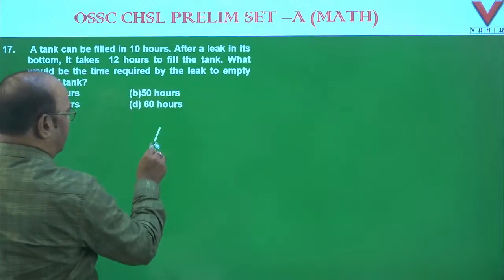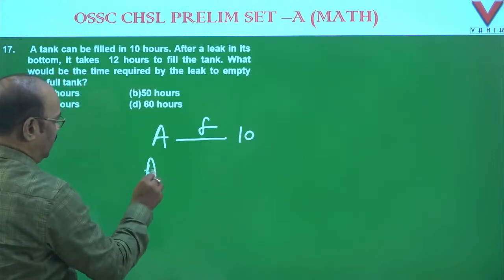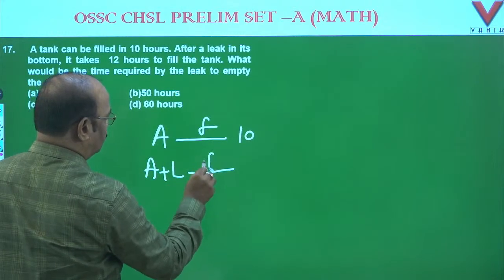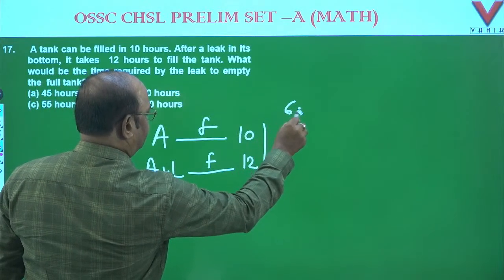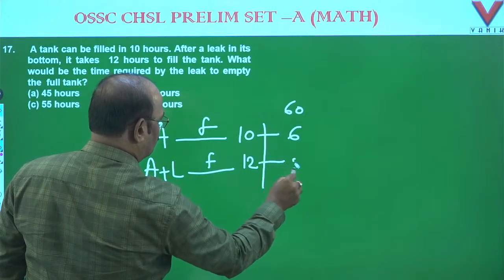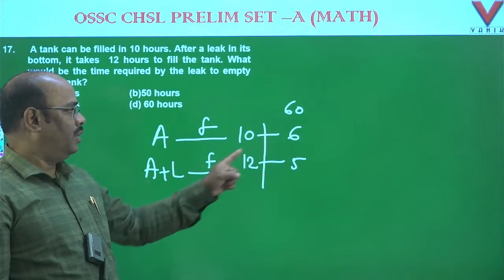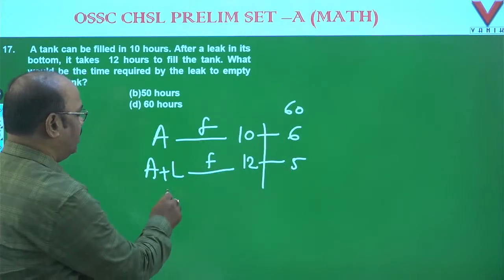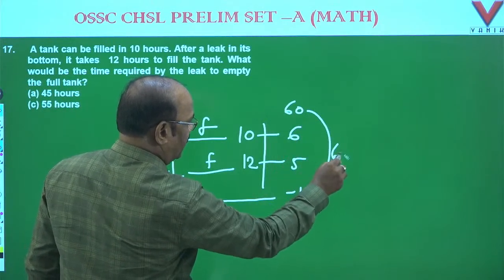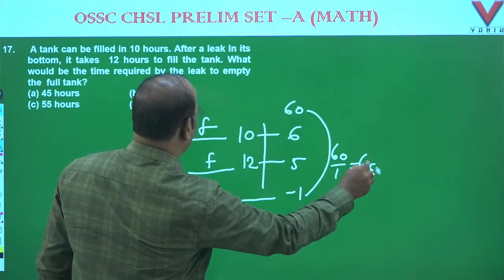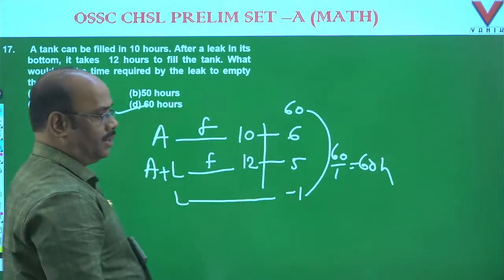Suppose pipe A initially fills the tank in 10 hours, but A plus the leak fills the tank in 12 hours. The LCM is 60. So A's efficiency is 6 and A plus leak is 5, so the leak's efficiency is minus 1. Leak alone empties the tank in 60 by 1, that is equal to 60 hours. 60 hours is the answer. The option is the fourth option, D is the answer.